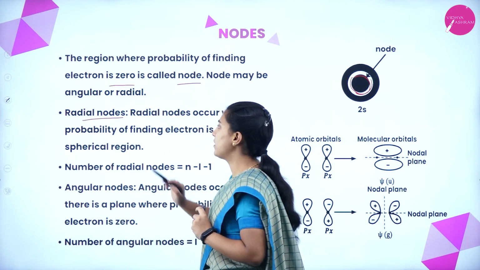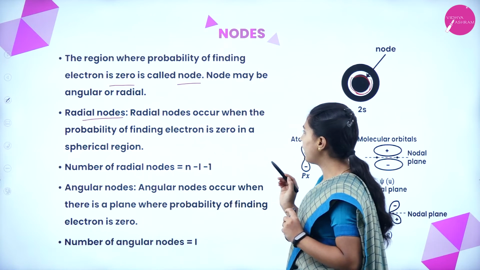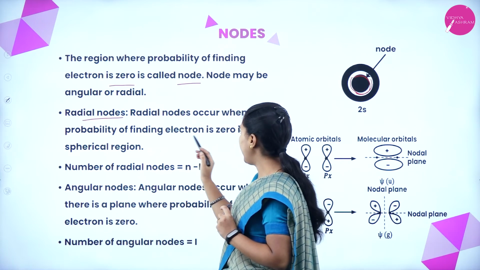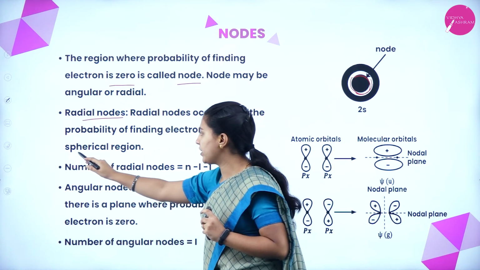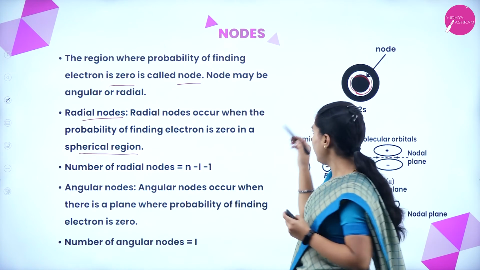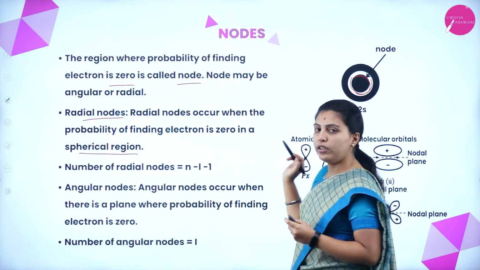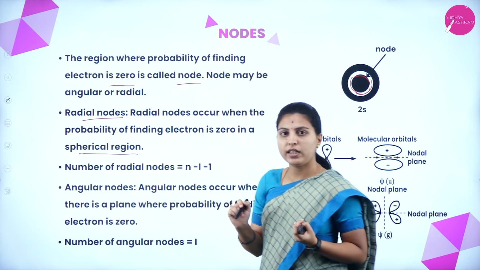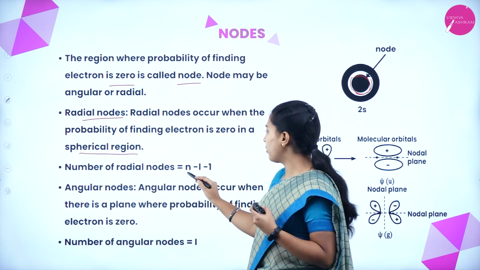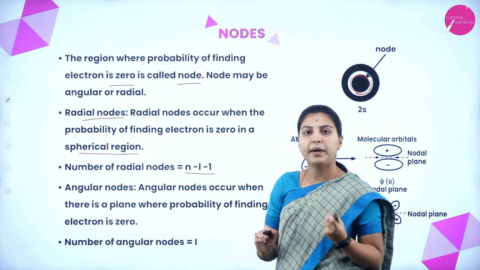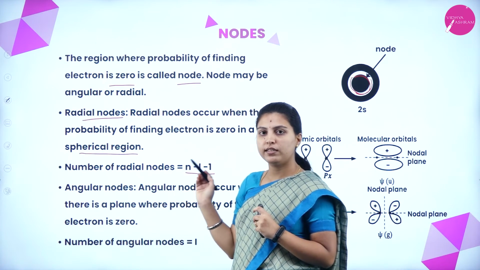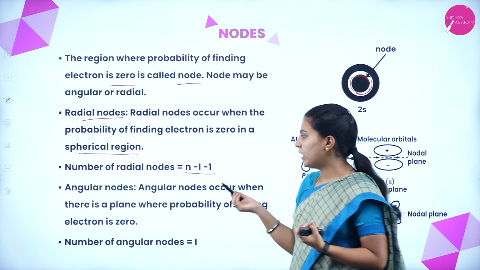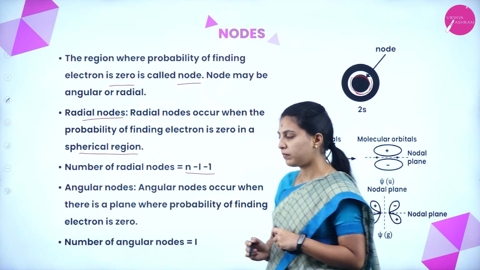First we'll see what radial nodes are. Radial nodes occur when the probability of finding the electron is 0 in a spherical region. In a spherical region, the probability of the electron is 0, we call it radial nodes. How to calculate the radial nodes? This is the formula: n minus L minus 1. By using this formula, we can calculate the number of radial nodes.